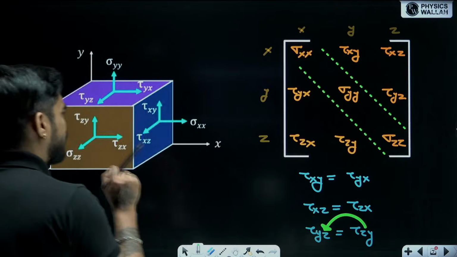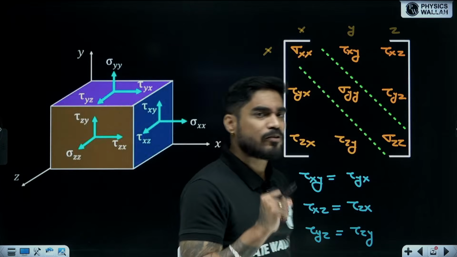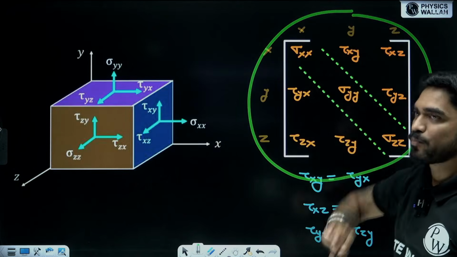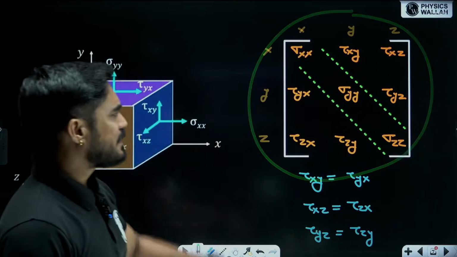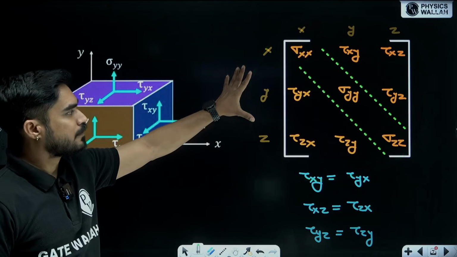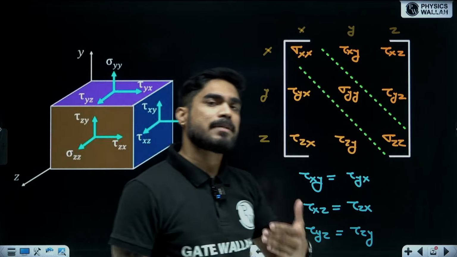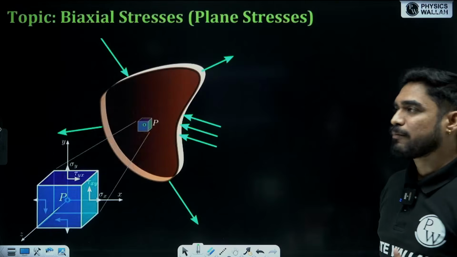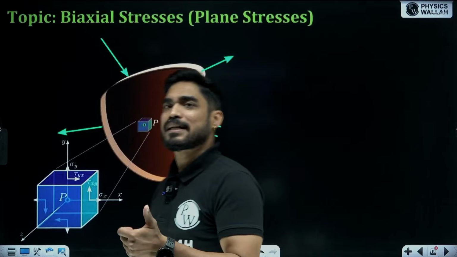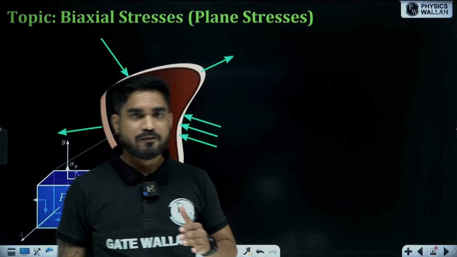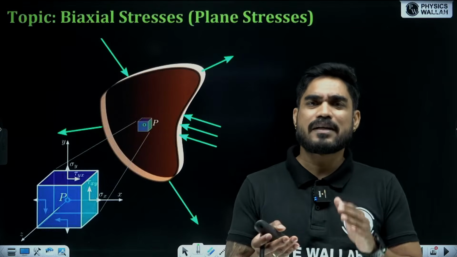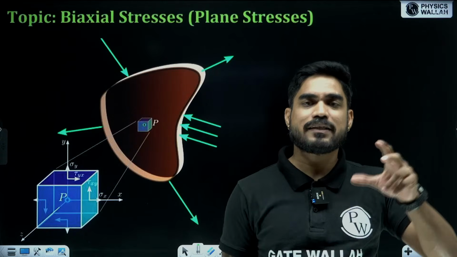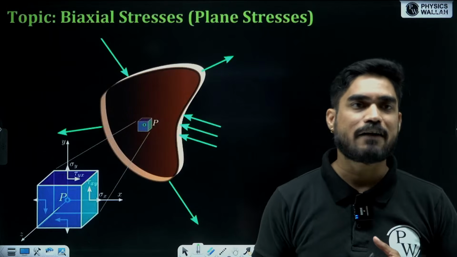So at any point, if you want to calculate stresses, you need to know the values of all these 9 stress components, right? But this is 3-dimensional stress. In most of the members of aircrafts, we get 2-dimensional stresses. Why? Because usually the members of aircrafts are made of sheet metal, which is very thin, right? Sheet metal means it's a thin sheet of metal. So by using these sheet metals, different components of aircrafts are made.